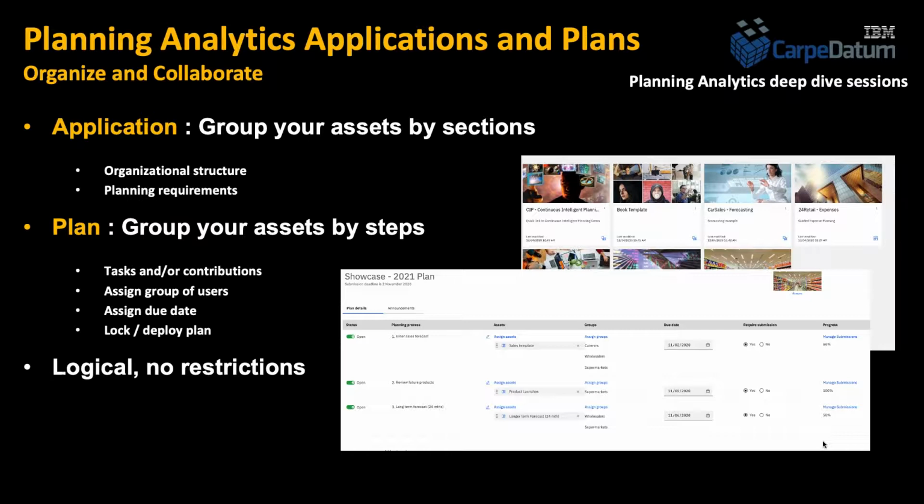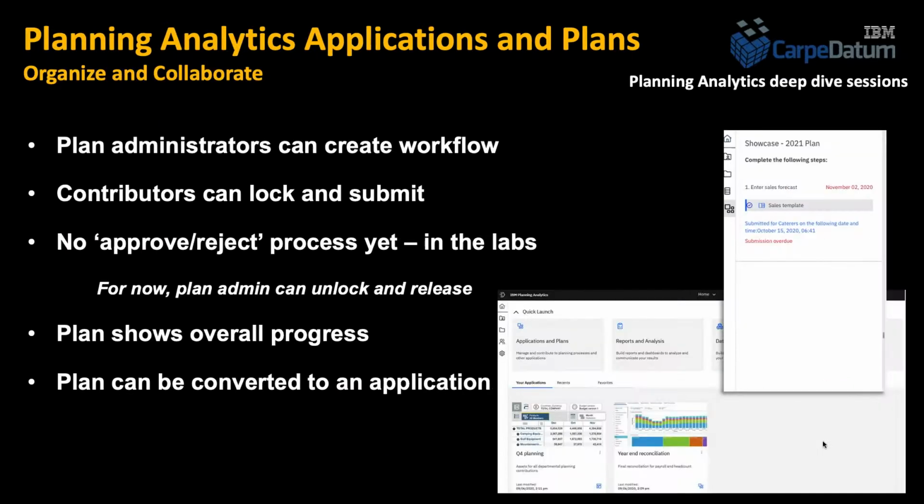There's no restrictions on how you can group things together in both tiers, whether it's application or plan. Last slide, a few other items I captured here: the plan administrator can create that type of workflow. The contributors can lock and submit their piece of the plan. Like I said, there's no approve and reject process yet, but I'm sure it's in the labs.